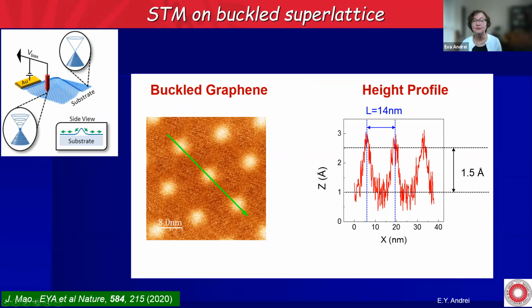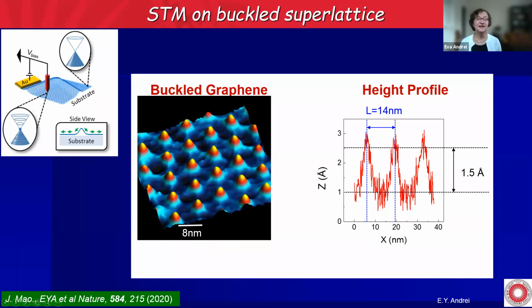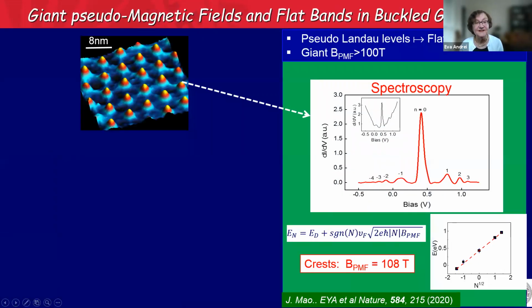You see that we have a buckled membrane. The period is 14 nanometers, the height of the modulation is 1.5 angstrom, and we have periods ranging anywhere from 8 nanometers to 26 nanometers. This is a 3D view of our buckled membrane. The first thing we did was go to these crests and do the spectroscopy. Sure enough, we found these pseudo-Landau levels, and when you fit them, you get a spectacular pseudomagnetic field of about 108 Tesla.